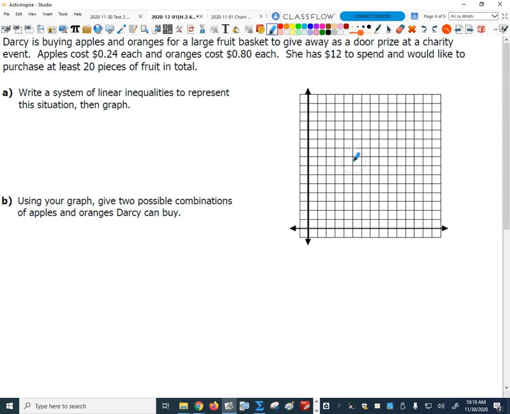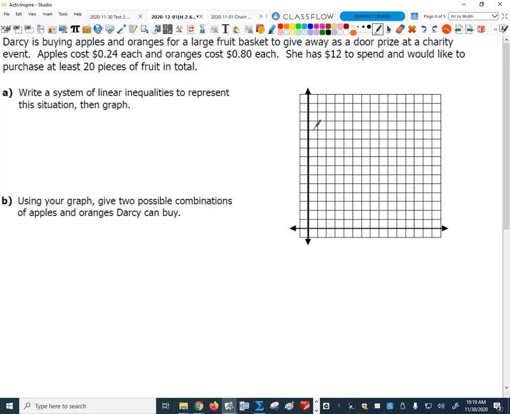Okay, let's apply this to an application here. We'll do a word problem. Darcy is buying apples and oranges for a large fruit basket to give away as a door prize at a charity event. Apples cost 24 cents each and oranges cost 80 cents each. She has $12 to spend and would like to purchase at least 20 pieces of fruit in total. So write a system of linear inequalities to represent the situation and then graph it.